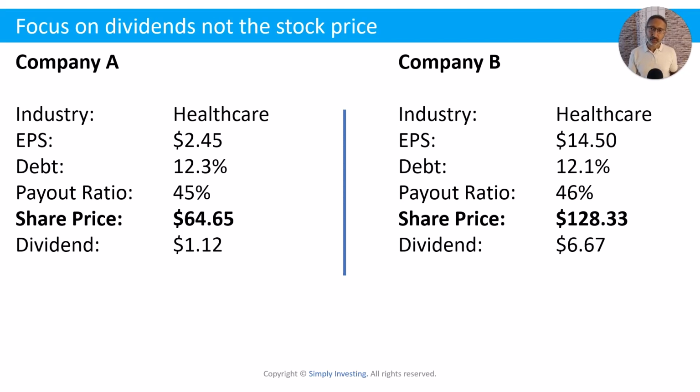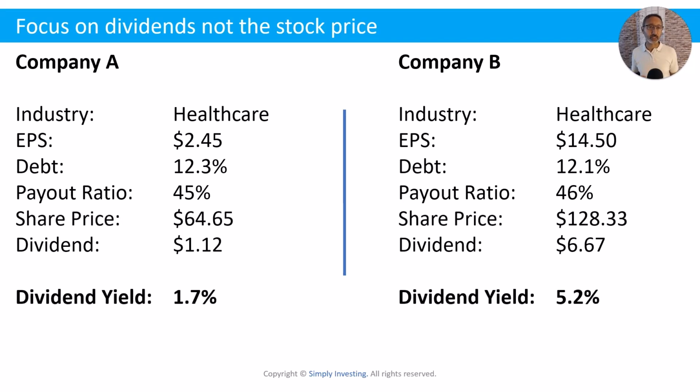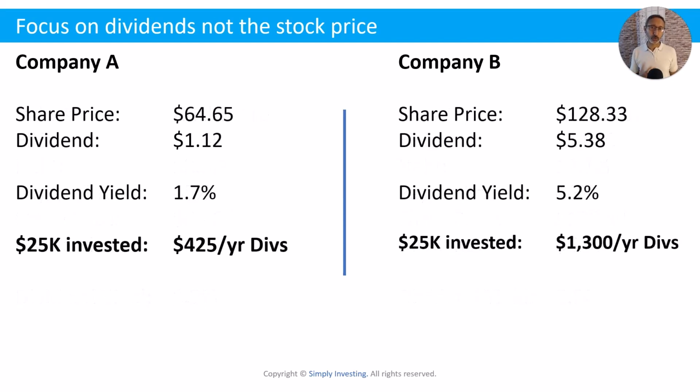So Company A's share price is $64.65. Company B's share price is $128.33. If you were just looking at the stock price, you might think that Company A is going to be a better investment because it's cheaper, right? It's half price here. However, there's one more thing to consider, and that's the dividend yield. We just looked at it a couple of minutes ago. Company A has a dividend yield of 1.7%. Company B has a dividend yield of 5.2%. And what does that mean in real terms?